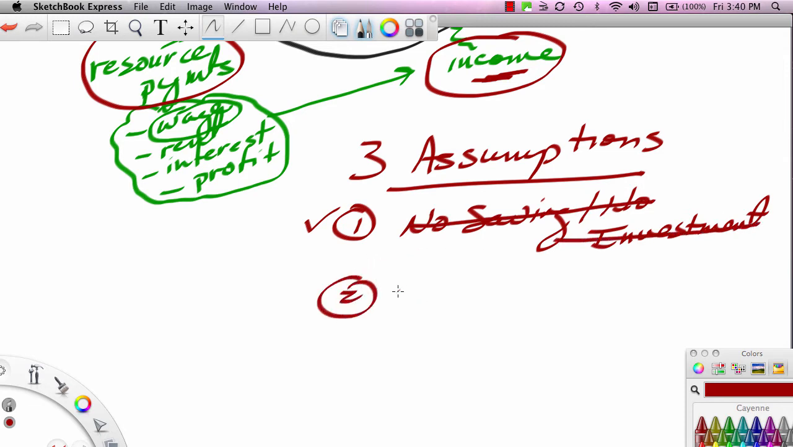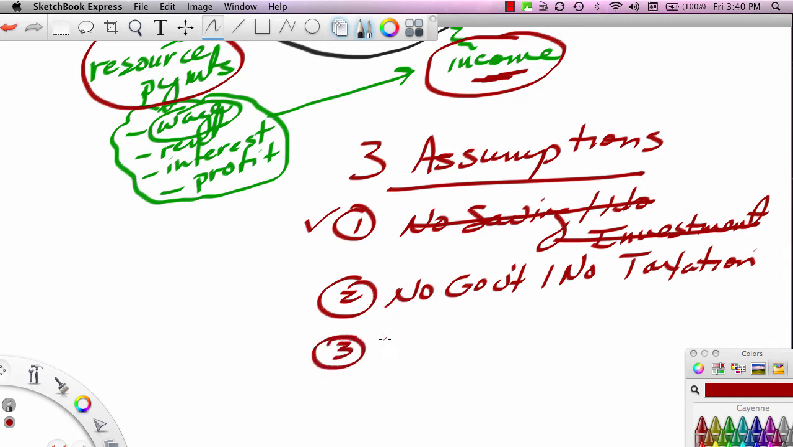The second assumption is the no government, no taxation assumption. And of course that's unrealistic. We have government at the federal, state, and local level in the United States, and government plays a very important part in economic activity. In the next video, in video 2, we will actually remove that assumption, and you'll see how that affects the model.